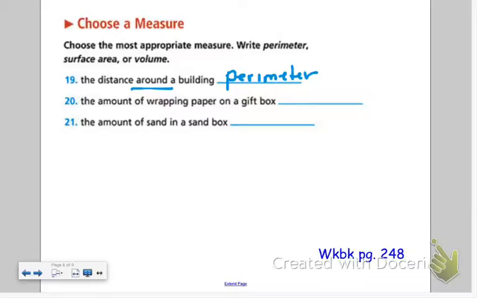What if it's the amount of wrapping paper on a gift box? We've done a couple problems with this before. If we're talking about wrapping paper, we're covering the outside faces of a box. That's going to be a surface area problem because you're talking about just the area of the outside faces. And then the amount of sand in a sandbox. Well, now we're talking about inside a three-dimensional figure. How much space is in there to fit the amount of sand? This is a volume problem. So it's important to know when to use each of these measurements.